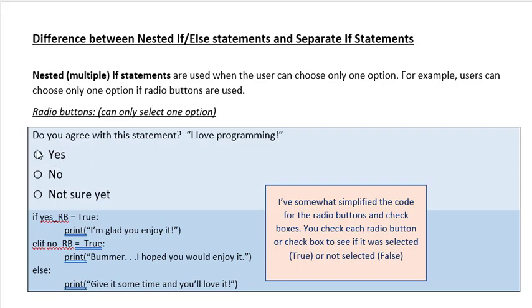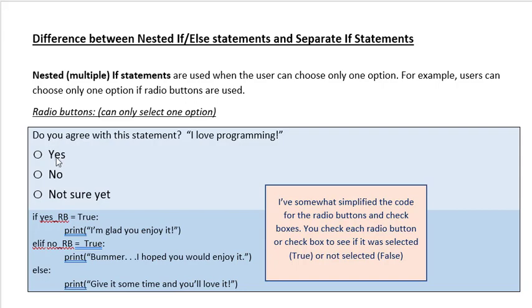In this case, we're going to check the yes radio button to see if it's selected. If it's selected, the value is true. The same for the no. If it's selected, the value of the no radio button will be true. And the same here for the not sure yet.